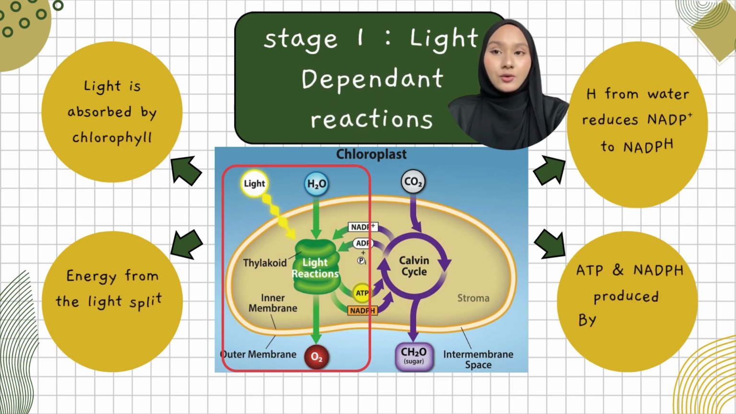Let's take a closer look at the first stage, the light-dependent reaction. In this stage, chlorophyll absorbs sunlight and uses the energy to split water molecules into hydrogen and oxygen. The oxygen is released into the air while the hydrogen is used to form NADPH. At the same time, ATP is produced, which stores energy for the next stage.